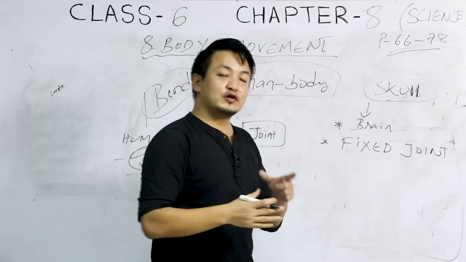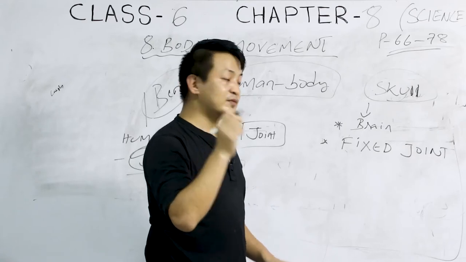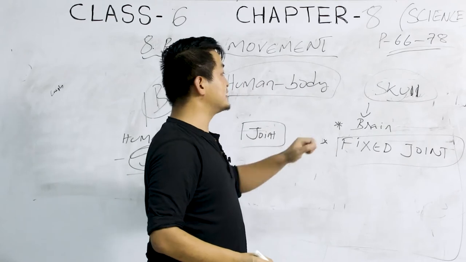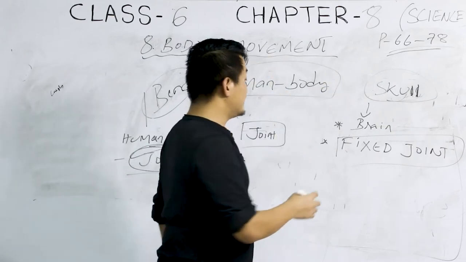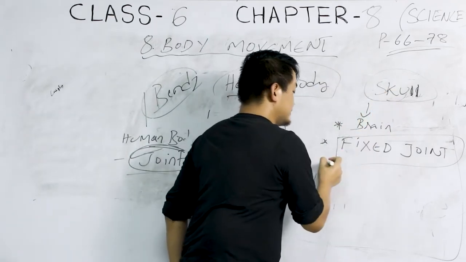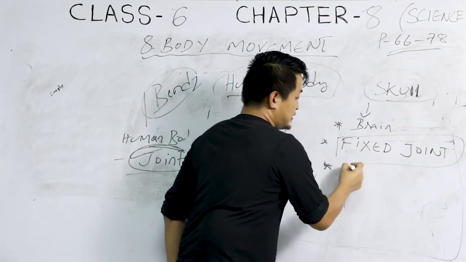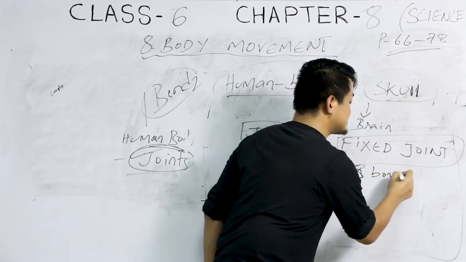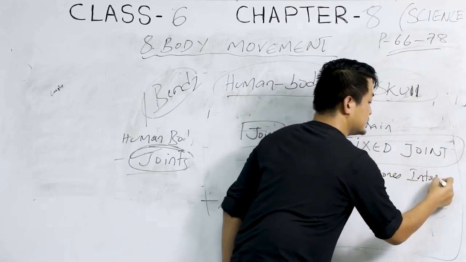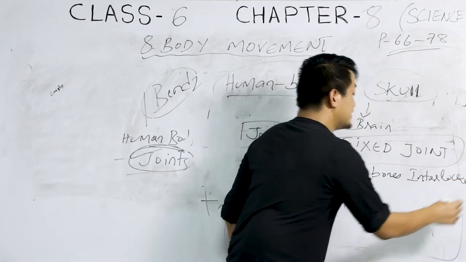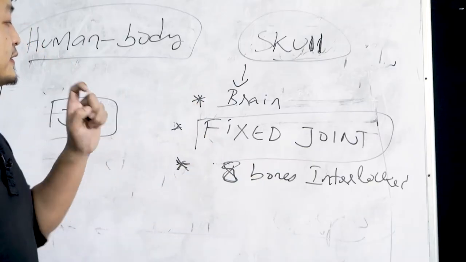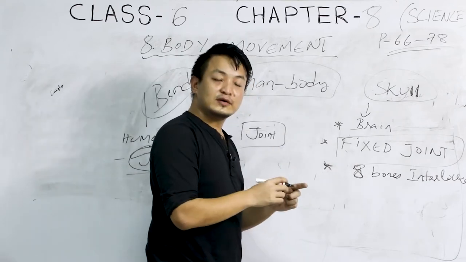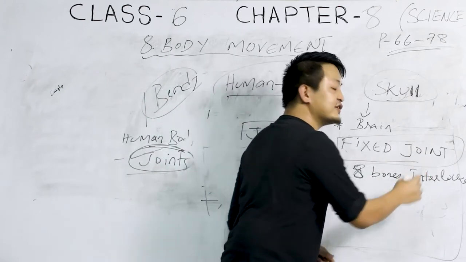So we have different joints in our body, right? One such type of joint is the fixed joint, okay? Now, this fixed joint is present in the human skull. In the skull, we have eight bones that are interlocked. That means they are joined, but they are not movable. They are fixed. That's why we are calling it a fixed joint.